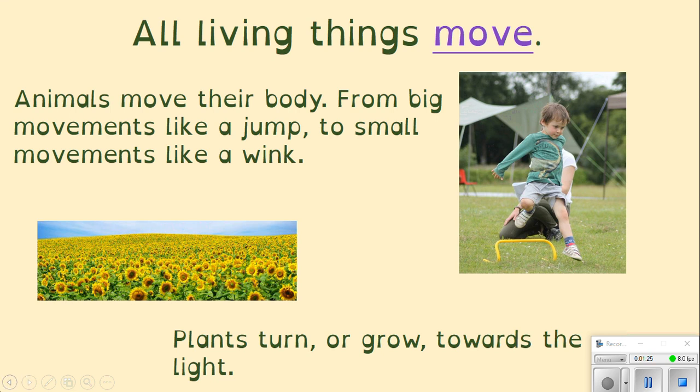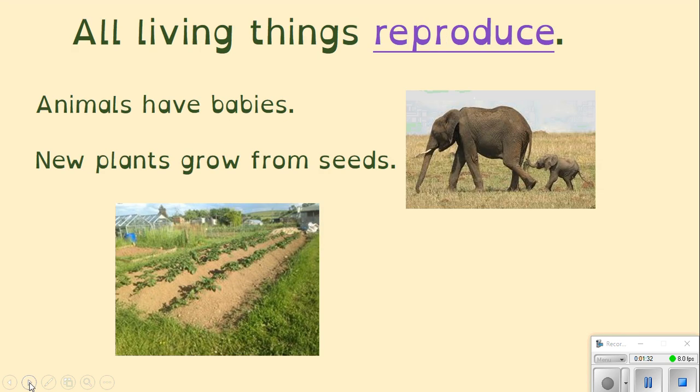The next process is reproducing. All living things reproduce, which means that they have babies. If you think about animals, that's very obvious. We know lots of animals have babies. So here's a picture of an elephant with the baby elephant. We know that humans have babies. All of you have been babies in the past.